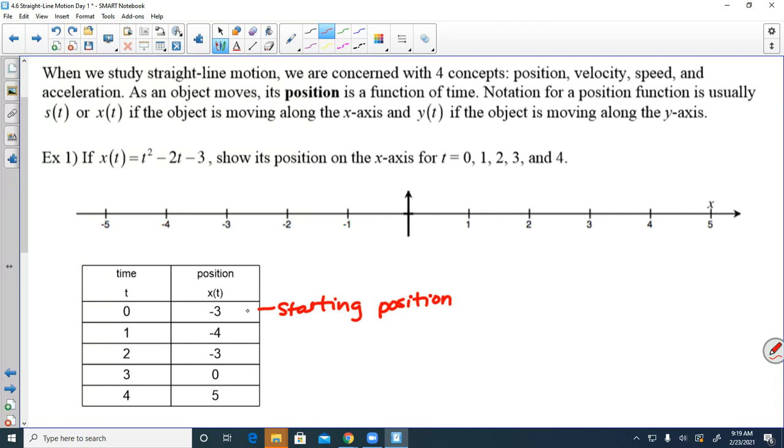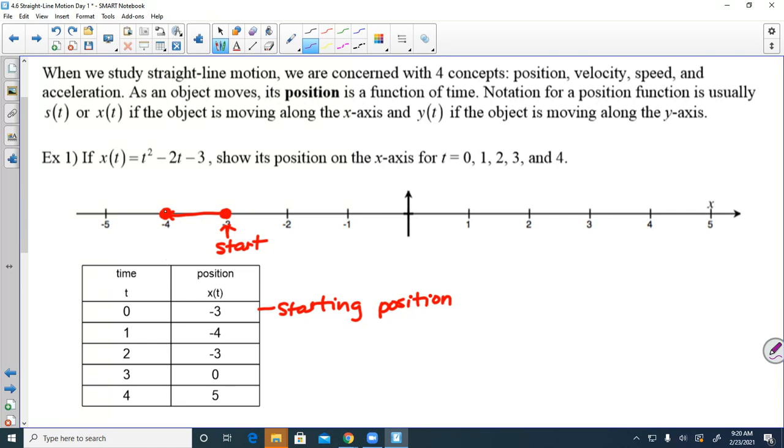Let's just say we have an object. It's going to start on what we'll call the number line, right here at -3. Then after, let's say these are seconds, after 1 second, the object has moved to position -4. So then it moved this way. Then after 2 seconds, it's back to -3. So for an object to start here, go to -4, and get back to -3, it has to turn around.